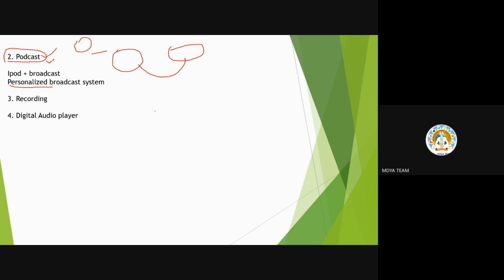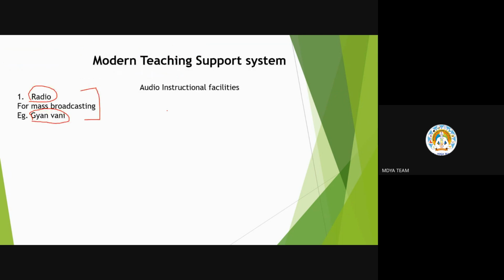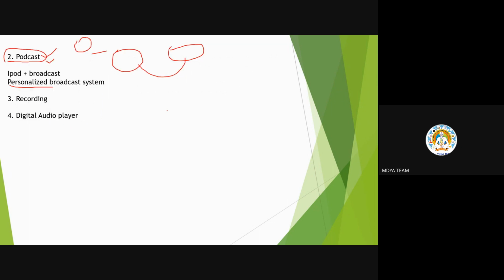If a teacher taught some management topic in the class and asks the students to go and watch a podcast of any businessman like Ashneer Grover, this is a modern teaching support system that includes audio instruction facilities. Pre-recording of any topic that is going on in the class can also be played. And next is the digital audio player.